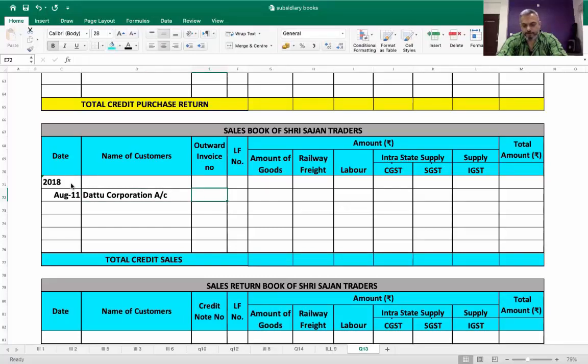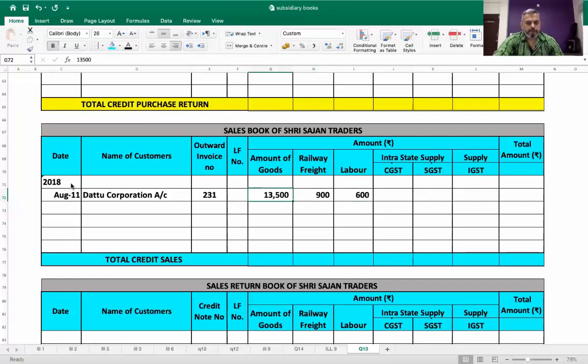Invoice number for Dattu Corporation is 231. 15,000 at 10%, so 13,500. Labor charges 600, railway freight 900. Be careful about the columns. Now, Dattu Corporation is within state.